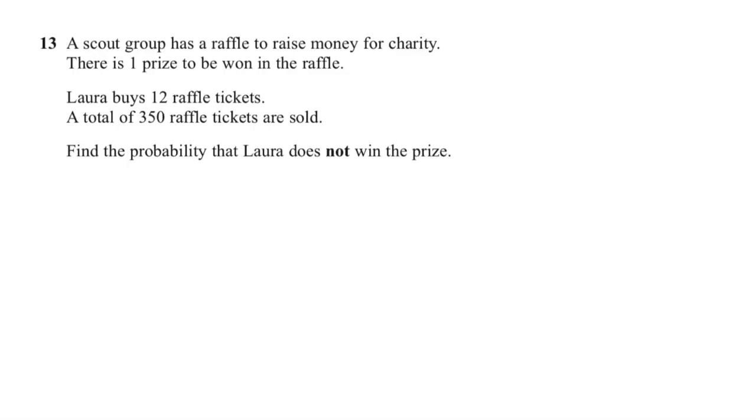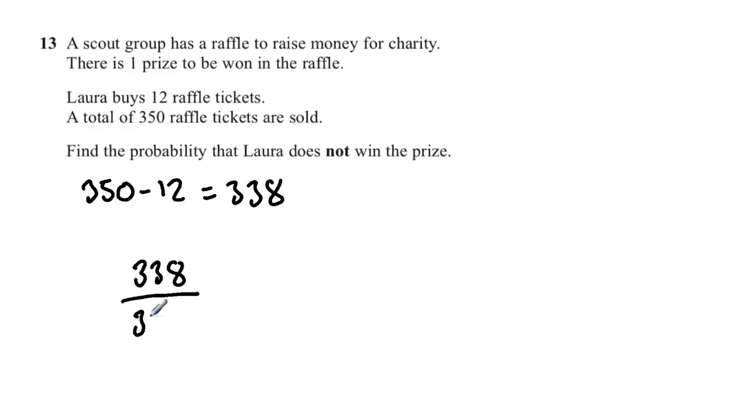So Laurel buys 12 raffle tickets. I'm going to subtract that from 350. So 350 minus 12 is equal to 338 tickets. Therefore, the probability that Laurel does not win the prize is 338 over 350. And that's your final answer.